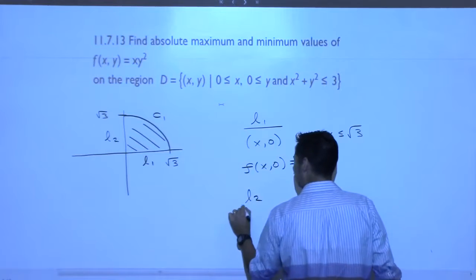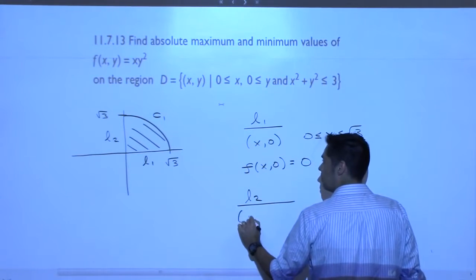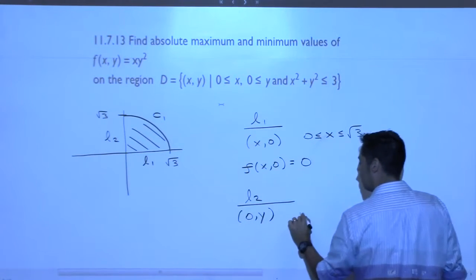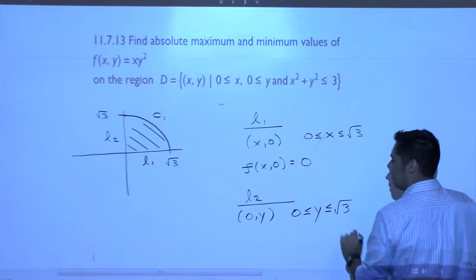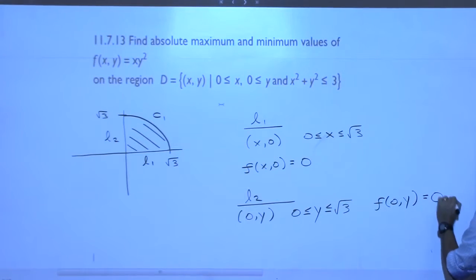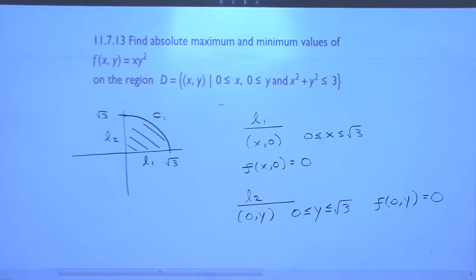L2? What do all the points on L2 look like? 0, y. What's my restriction on y? 0 to root 3. And what's f of 0, y look like? 0 again. Same exact story. It could potentially be that 0 is my minimum. It could potentially be that my 0 is my maximum. I'll have to check in a second.